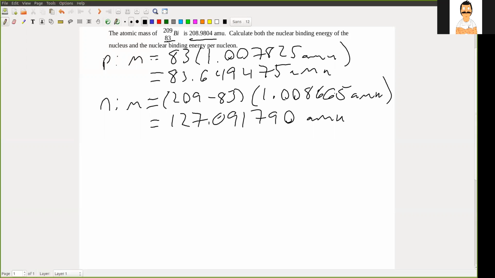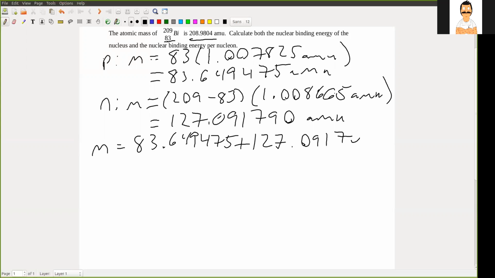So the predicted mass, which we'll just call M, is equal to the sum of the mass from the protons and the mass of the neutrons. So we're looking at 83.649475 plus 127.091790, which will give us a total mass of 210.741265 AMU, which is different than the amount listed here.